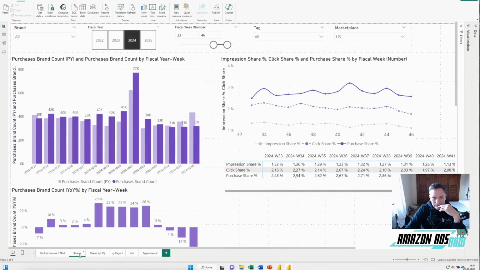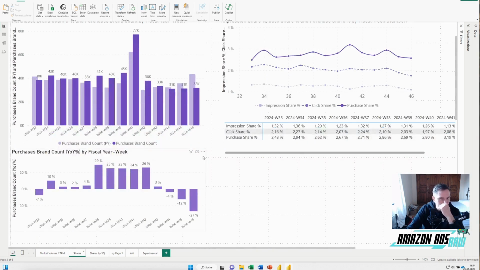On shares, something you can do here is look at purchase brand count previous year, purchase brand count this year. Look at this over time by week. Look at impression share, purchase share, click share over time. Look at the year-over-year changes from this, for example. So we can see here data's up and here data's down.